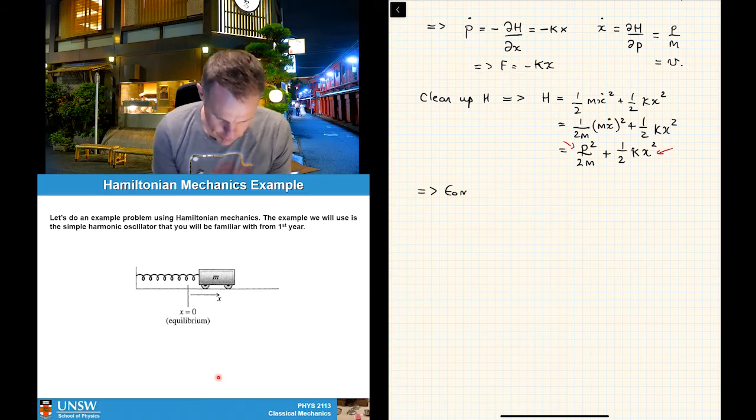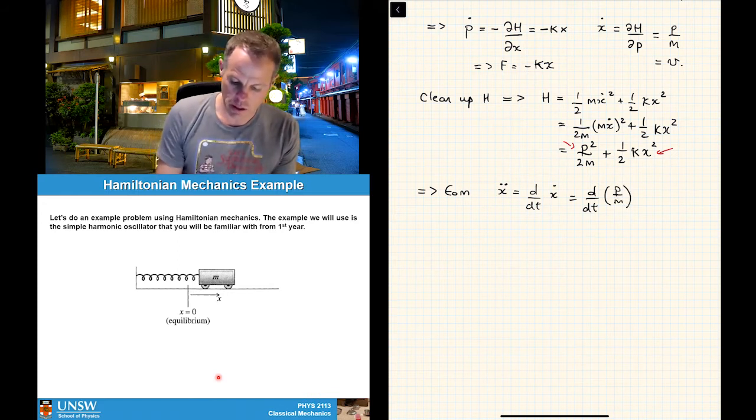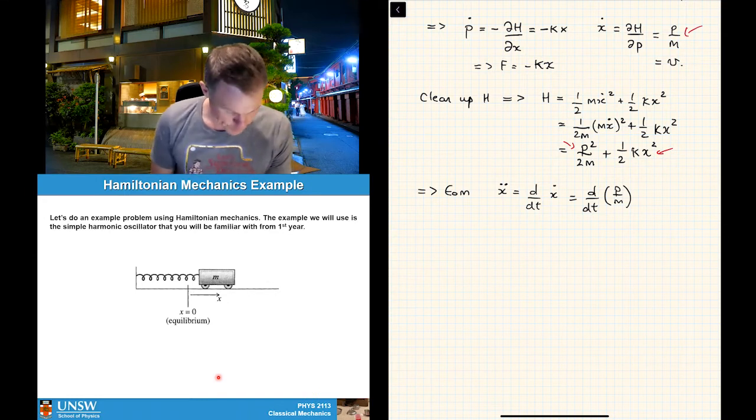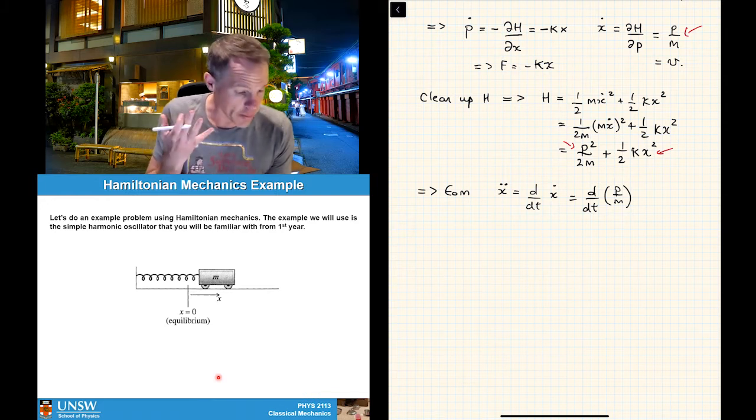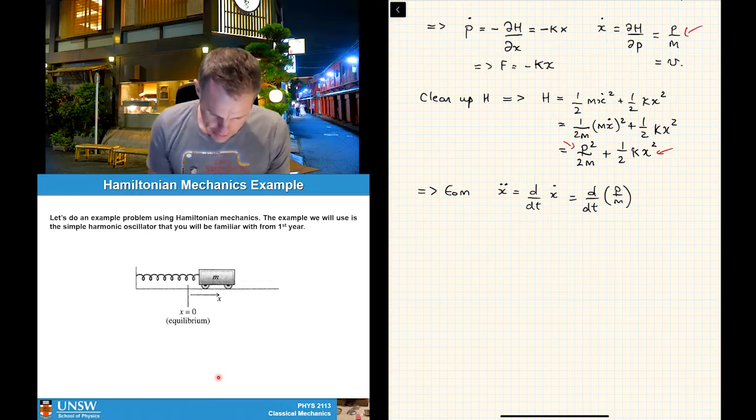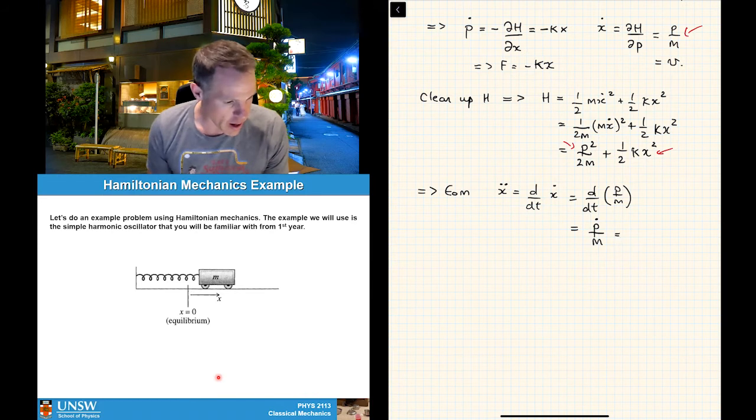So let's go to equations of motion here. Our x double dot will be equal to d/dt of x dot, which will be d/dt of p over m, just using our expression that we got just up here for our x dot. And of course, the mass is not going to be changing with time here, so the only thing that's differentiable here with respect to time is the momentum, right? So what we're going to get in here is p dot over m, and fortunately, our other Hamilton's equation has given us our p dot. So this is going to now be minus kx over m.